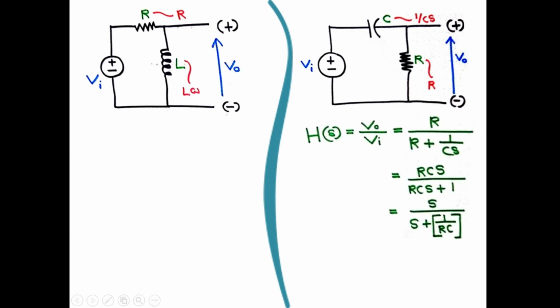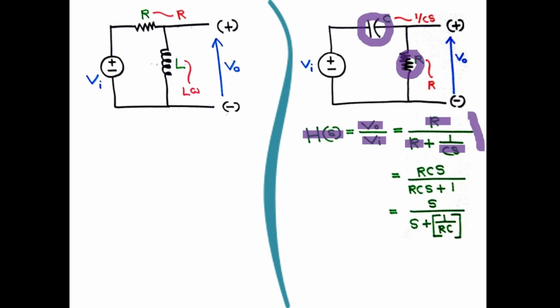We are going to derive the transfer function of the circuit in the Laplace domain, which is H(s). So H(s) equals V output divided by V input, and we can write this as R, the resistor, over R plus 1 over Cs. Here we are using the voltage dividing principle.